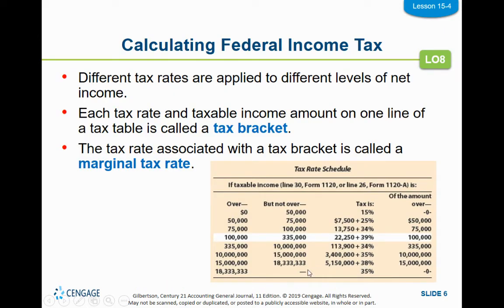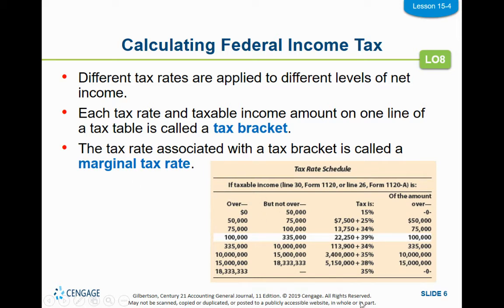So here's how you figure taxes. The federal government always has to make everything difficult. So there are different tax rates that apply to different levels of net income for a corporation. And so we look at each of these as called the tax bracket. And the tax rate associated with the tax bracket is called the marginal tax rate.